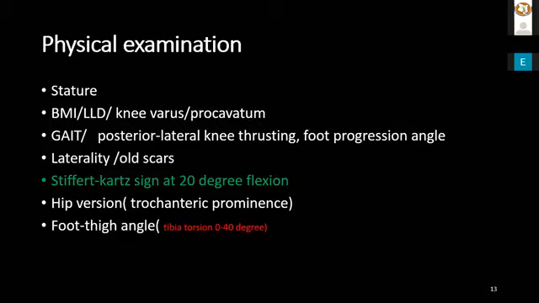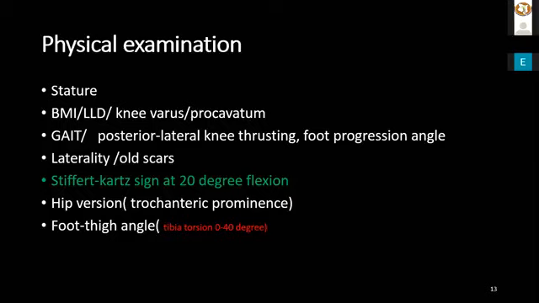Procurvatum, which you observe when you examine the child from the lateral side. The gait is also important, but what is crucial in gait observation is the lateral thrust at the knee joint. That highly suggests Blount's disease. Foot progression angle reflects tibial torsion, but these children could also have increased femoral neck version that may lead to in-toeing.